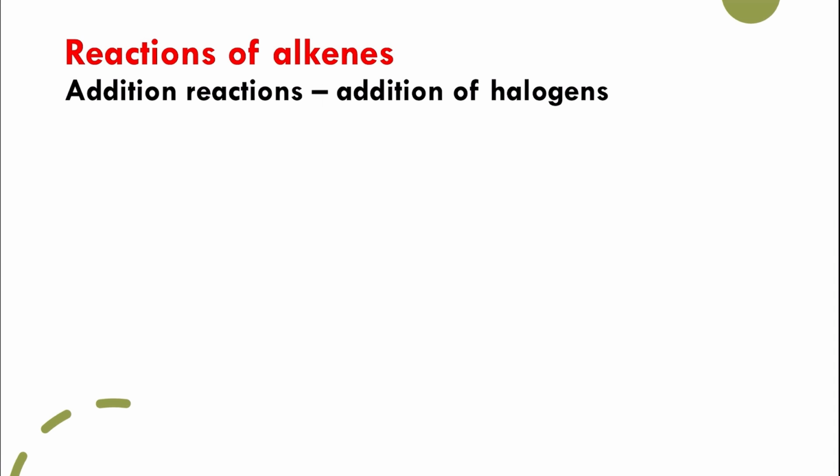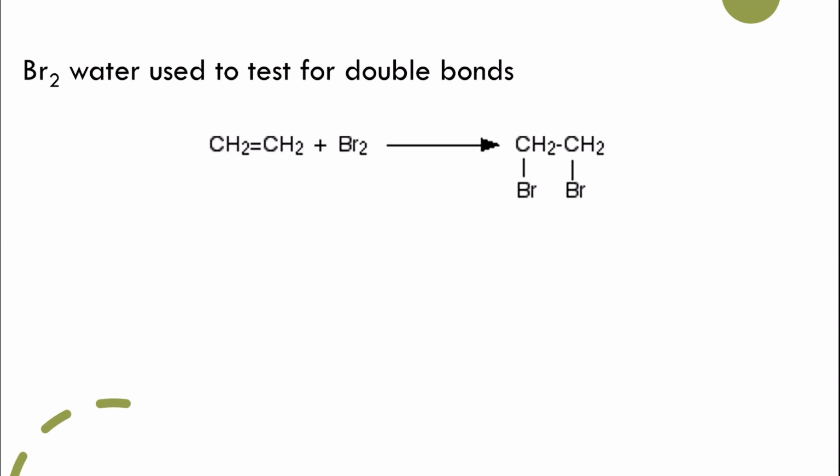Alkenes. One of the main reactions of alkenes is the addition reaction. Addition of halogens. The addition reaction is the type of reaction where the double bond of the alkene is broken down and two different atoms are added. So alkenes can react with bromine to give you 1,2-dibromoalkane. And chlorine can also react with alkenes to give you 1,2-dichloroalkanes.